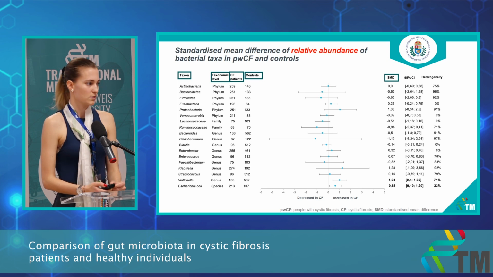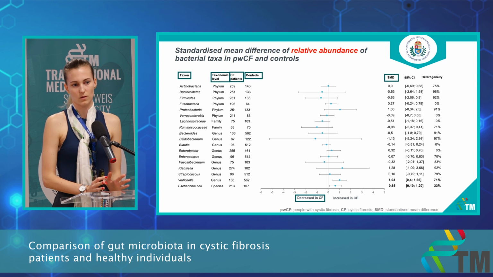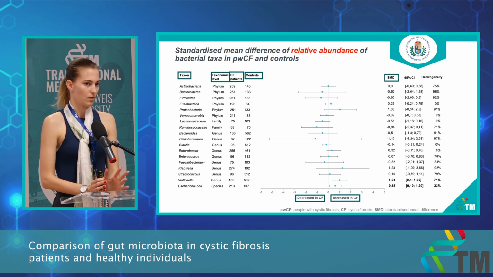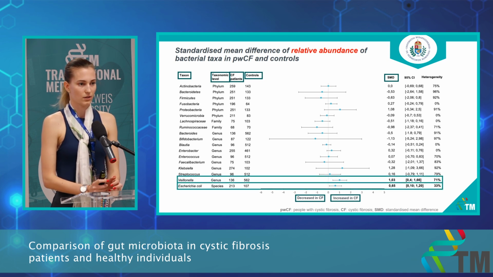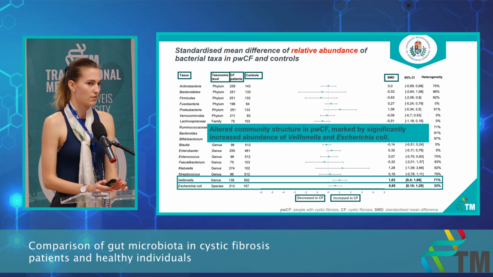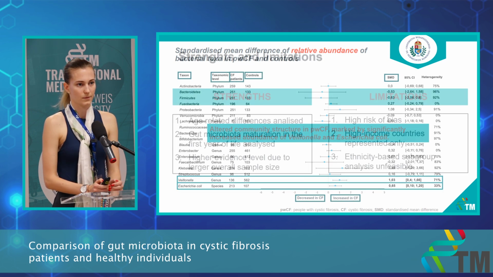If the point estimate lies on the left side of the line of no effect, it means that that given taxon is decreased in CF. If it lies on the right side, it means that it's increased. You can see that there are alterations between CF and control patients. However, if you look at the bottom of the slide, you can see that Veillonella and Escherichia coli are significantly increased in CF patients compared to controls. So we can conclude that there is an altered community structure in people with CF, marked by a significant increase in abundance of Veillonella and Escherichia coli.